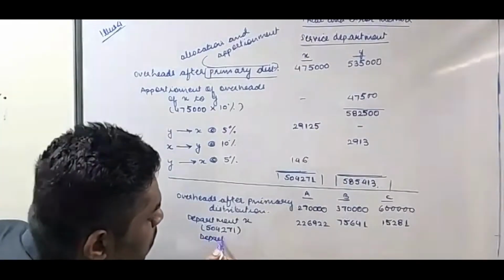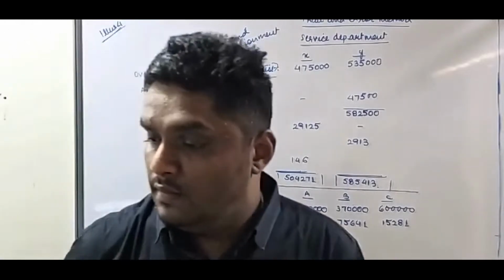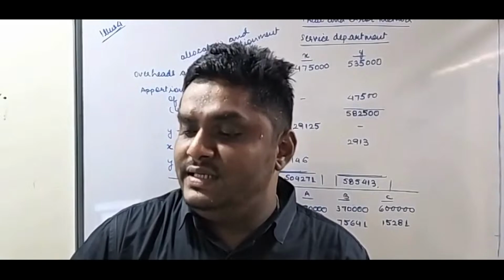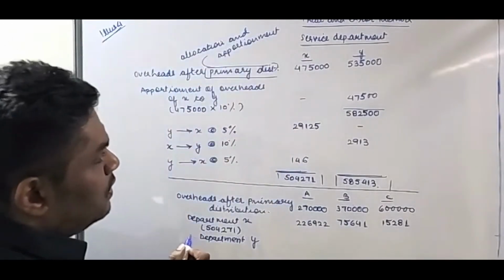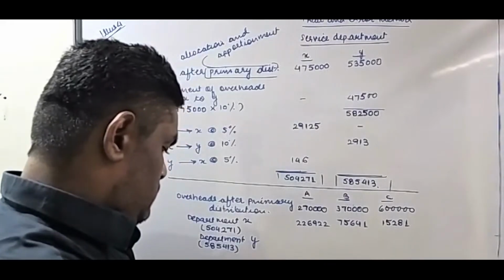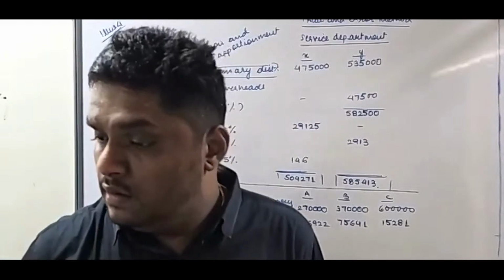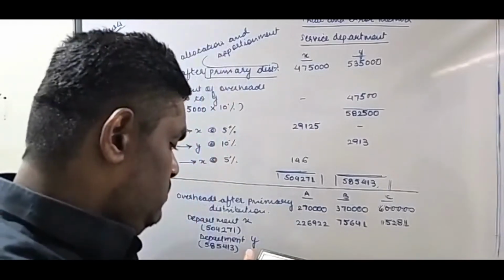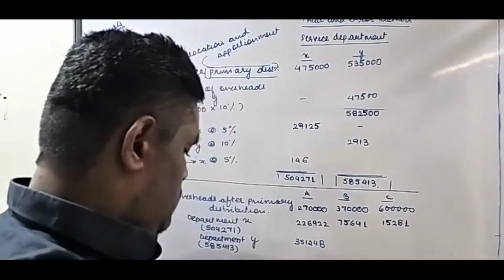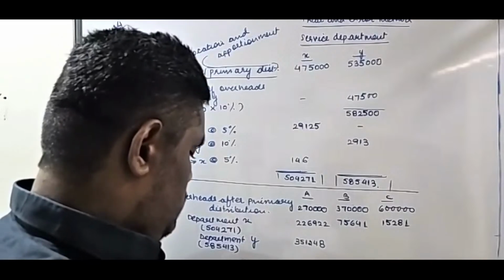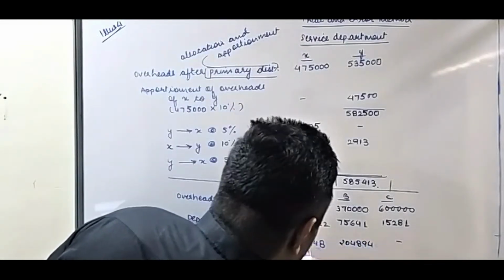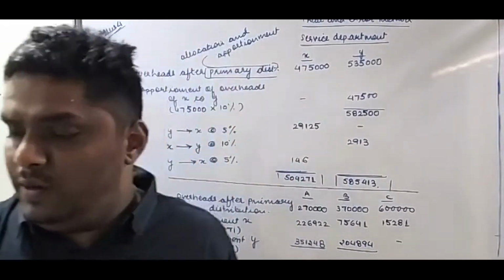Similarly, department Y. When talking about Y, it goes to only A and B, that is 60 and 35%. So we have the total overheads, that is 585,413. It is 60% and 35%. So this is how we'll get the total overheads of A, B, and C.